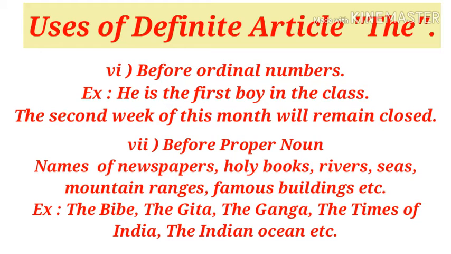Do you know what an ordinal number is? Ordinal numbers are those like first, second, third. So in front of these kinds of words also we use the definite article the.